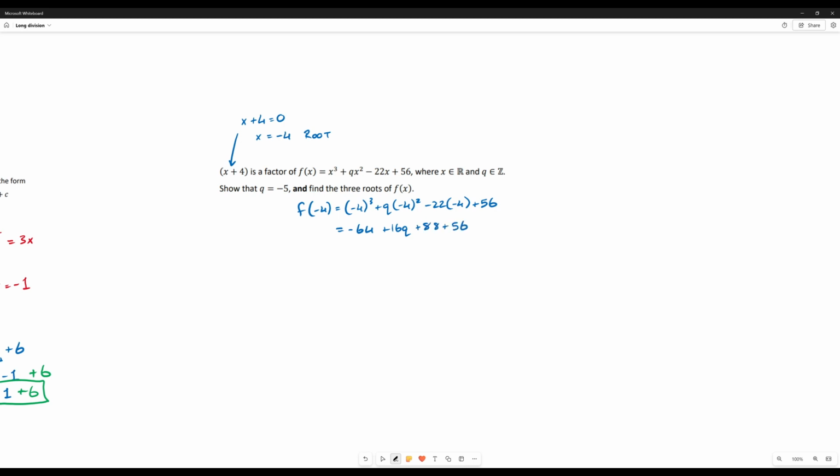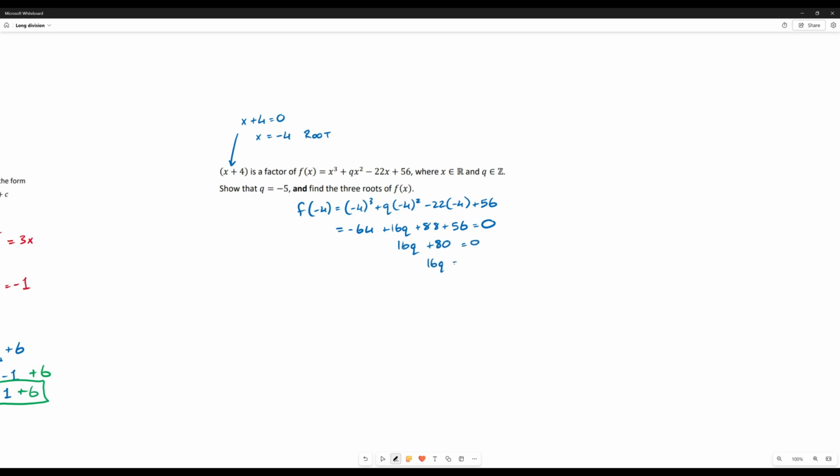Now, because it's a root, as we said, if it's a root, when you sub it in, your answer should be 0. So we can put an equals 0 at the end there, because that should be true. Minus 64 plus 88 is 24, and then add on 56. We get 80. Is that right? 80. Yeah, it is. 16q plus 80 is equal to 0.